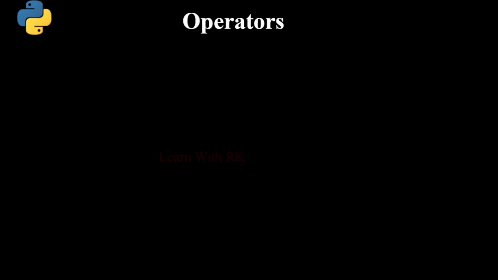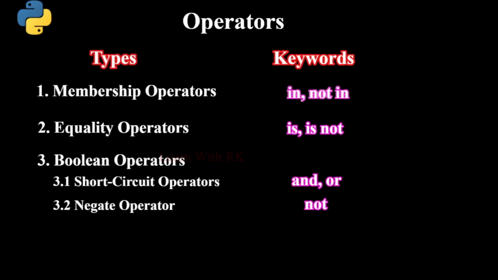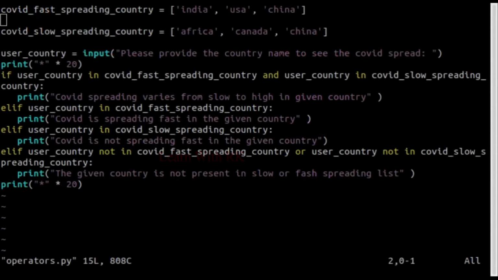Operators. There are three types of operators in Python, namely membership operator, equality operator, and Boolean operators. The Boolean operators are categorized into two types, short circuit operator and negate operator. Let's see all of these operators with one example. Let's say I have two lists of countries. One list has the countries where COVID is spreading too fast, and the other has the countries where the spread is too slow. I get the user input for the country name and I'm giving its spread details as a response.